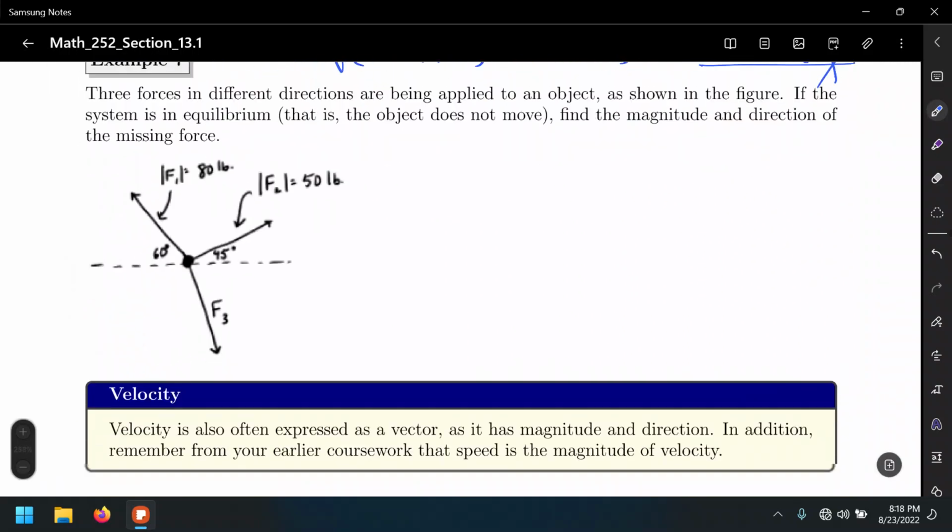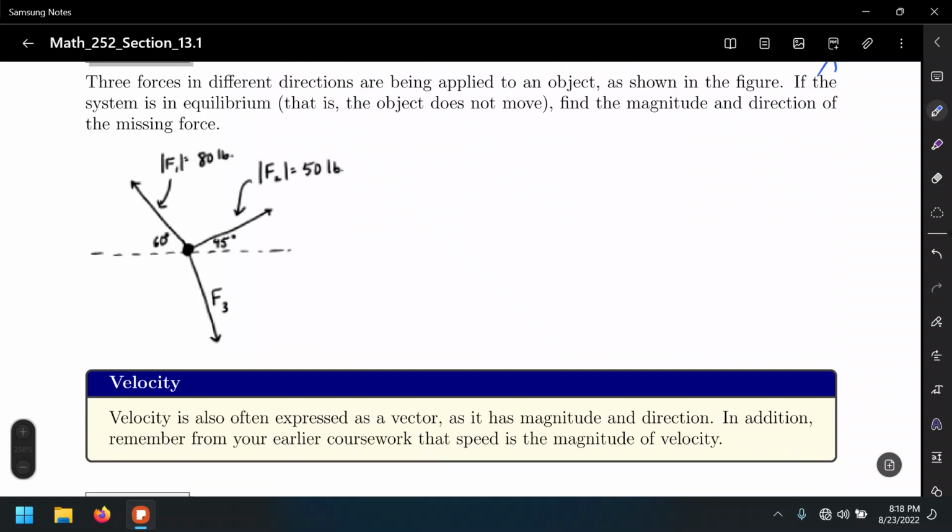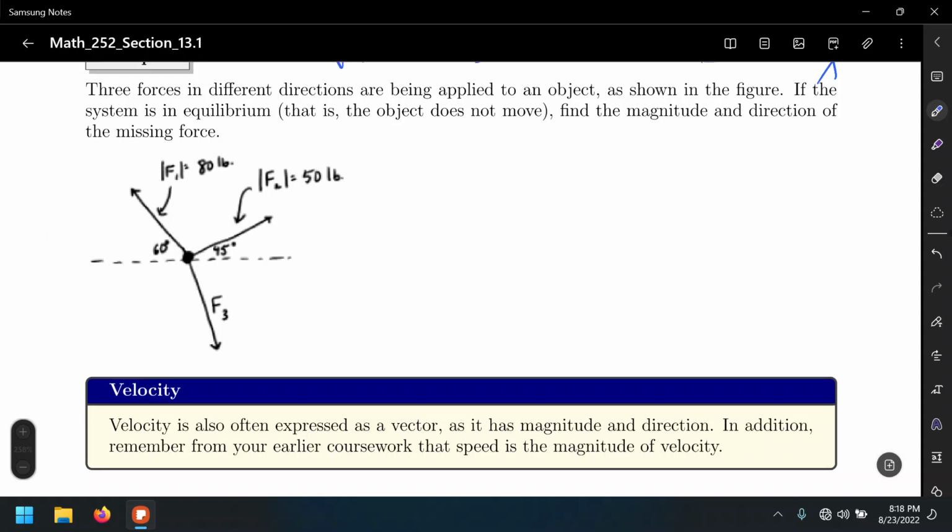Another very typical problem, and this is even more typical in physics, when we have different forces, the force diagram, Newton's law. For those of you who have taken physics, you've seen this before. So three forces in different directions are being applied to an object, as shown in this figure. The system is in equilibrium when we add the three forces, or as many forces as we have, and the total magnitude is 0. That's what it means that the system is at equilibrium, all right?